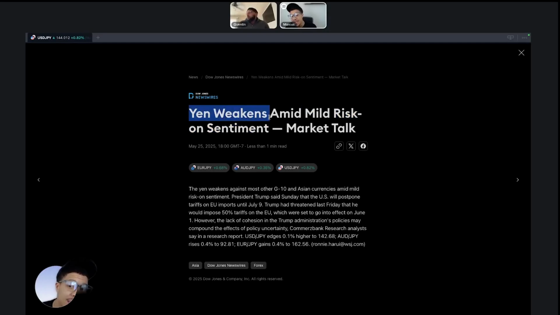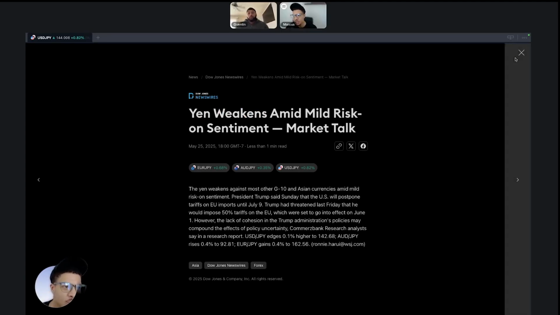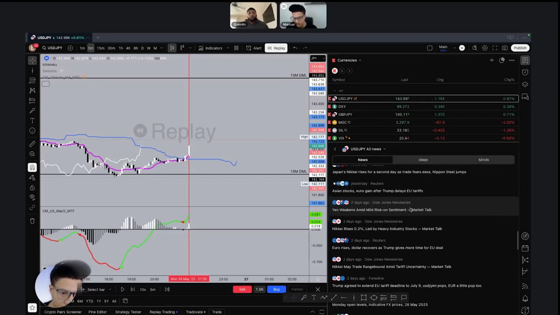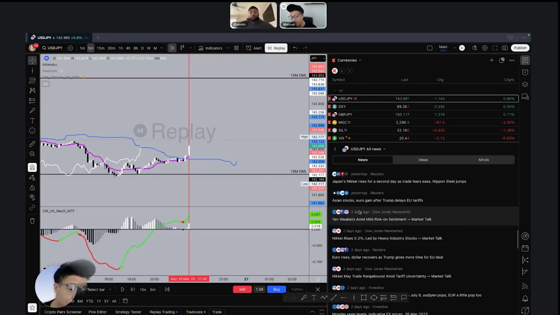And the yen weakens. Why? Because the yen is a safe haven currency. The yen is going to strengthen during risk off moments. Okay. And that was 2 days ago. Now we're at yesterday. Okay.